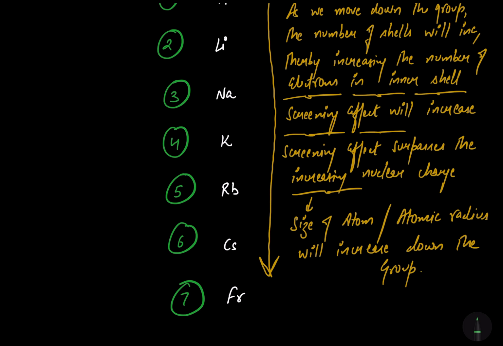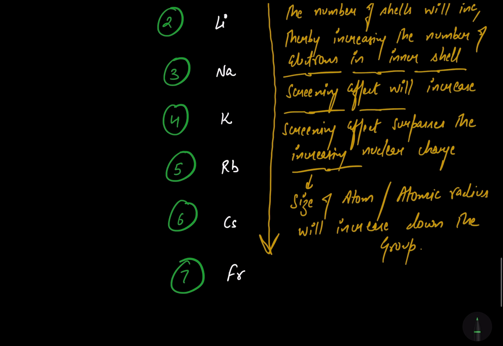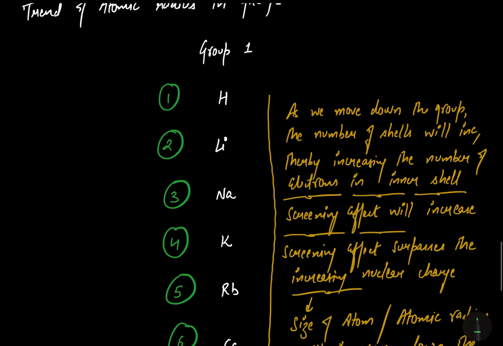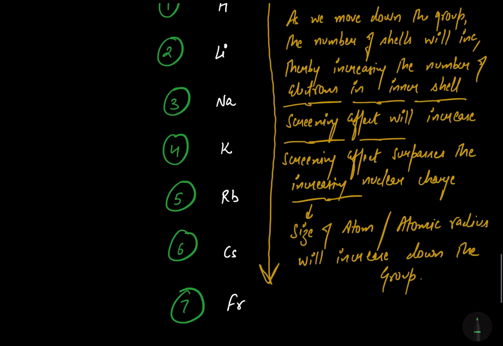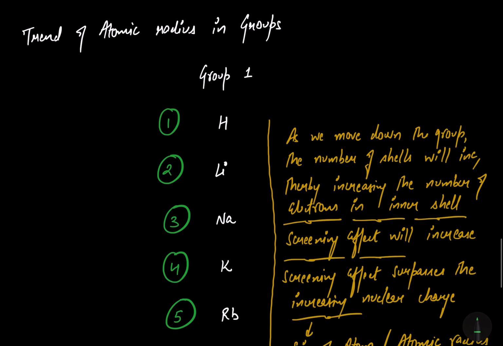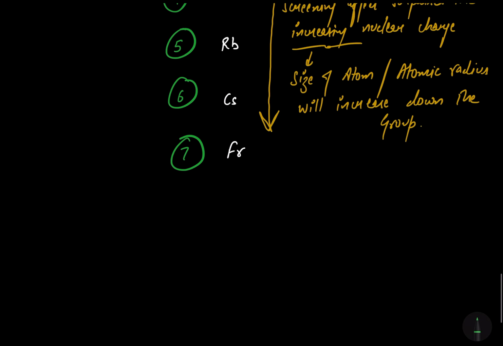As we are moving down the group, the number of shells is increasing. If the number of shells is increasing, that means the outermost electrons are going far away from the nucleus. Moreover, the shielding effect or the screening effect will also increase, due to which the size of an element will increase from top to bottom in a specific group. And this rule will be applied to all the groups of the periodic table. So I hope you got this point, the trend of atomic radius in the groups. Now let's talk about the trend of atomic radius in a period.